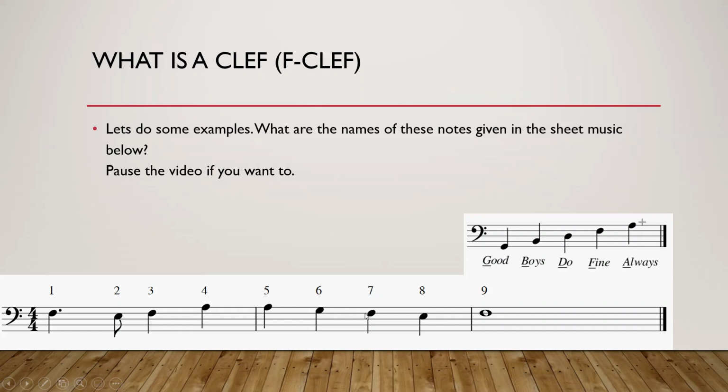7 is on the 4th line, automatically an F. 8 is an E, because it's one space below F. And the 9th note is again on the 4th line, meaning it's an F, because we are in bass clef. And here are the answers given.